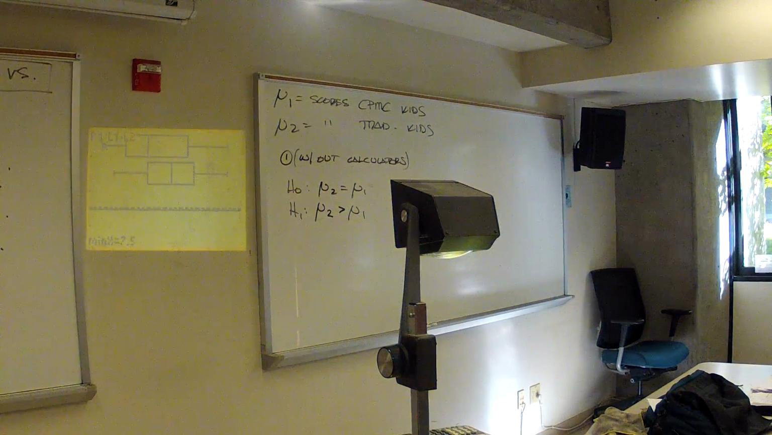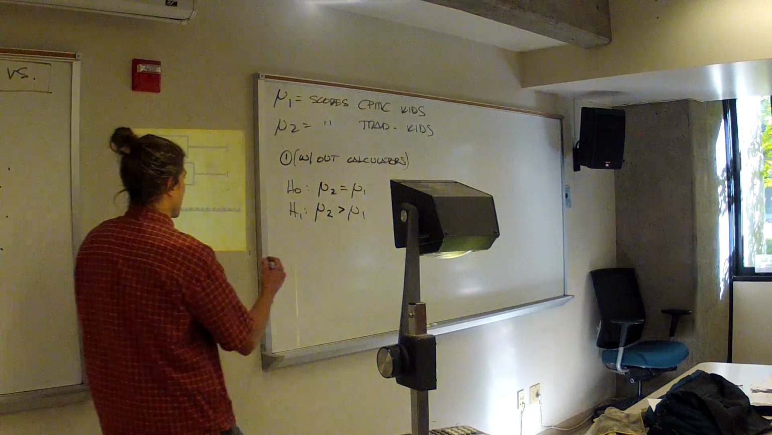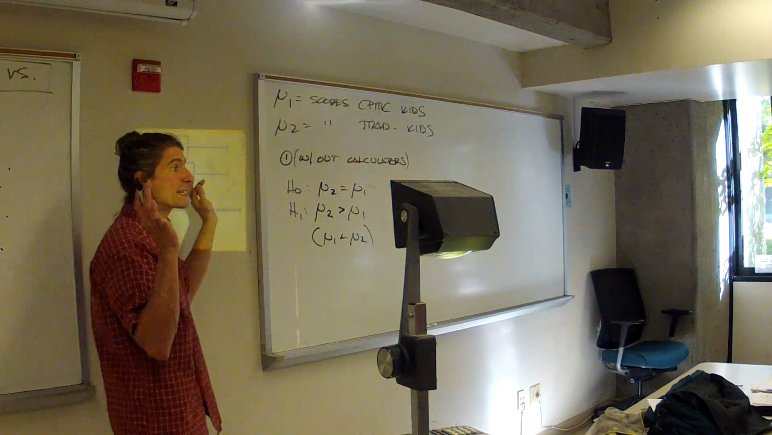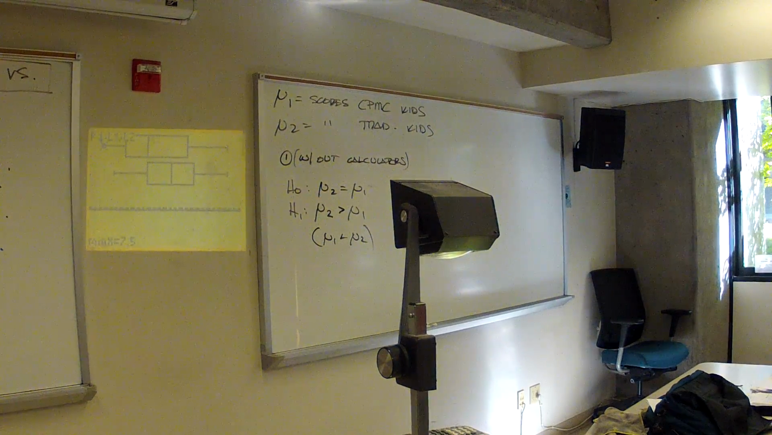You can also write it mu1 less than mu2. That's the same thing, correct? That's the same thing. mu1 less than mu2. Whatever. They mean the exact same thing. That's why it's important to know what your variables stand for.